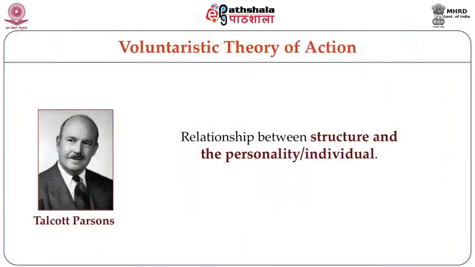So what Talcott Parsons was trying to argue here is that although the function of the individual is influenced by the social system, on the other hand, the function of the individual can also influence the social system. So it is not a one-way process. On the one hand, the function of the individual is influenced by the social system. On the other hand, the function of the individual can also influence the social system. This is one of the interesting arguments given by Talcott Parsons in order to see the relation between the structure and the individual.